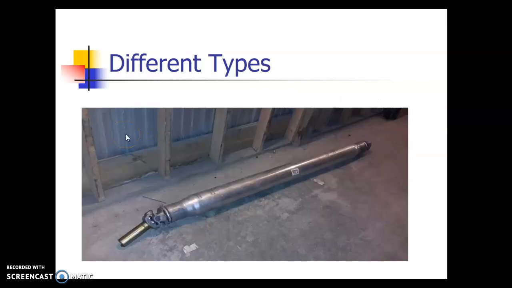Here's an actual picture of a drive shaft, and here's that slip joint. Here's your yoke right here, and that U-joint right inside there, the two yokes, and then here is the rear one that goes to the differential. And note that this drive shaft is hollow; they're not solid, and they're balanced.